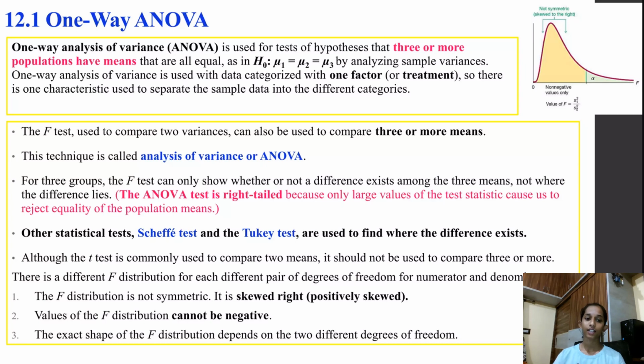Although the t-test is commonly used to compare two means, it should not be used to compare three or more. There is a different F distribution for each different pair of degrees of freedom for numerator and denominator. The first property is that the F distribution is not symmetric; it is skewed right, positively skewed. The values of the F distribution cannot be negative. The exact shape of the F distribution depends on the two different degrees of freedom.